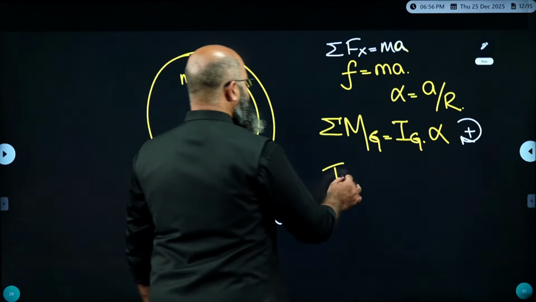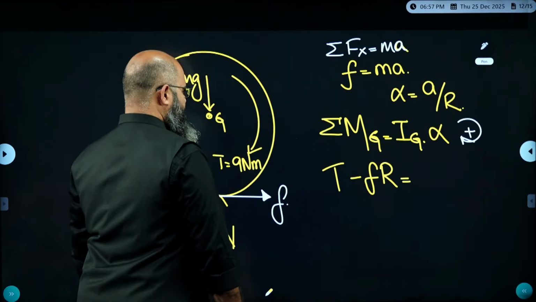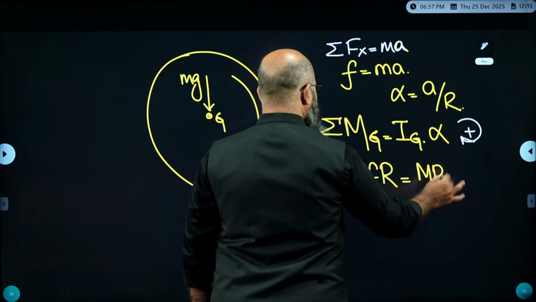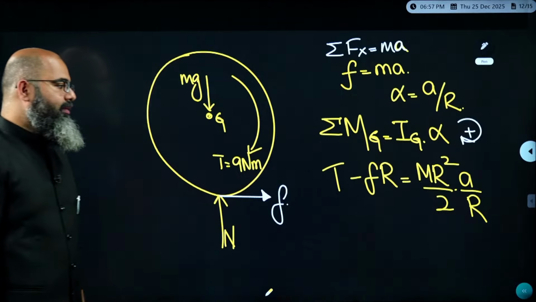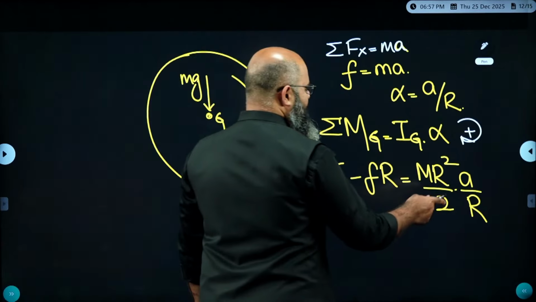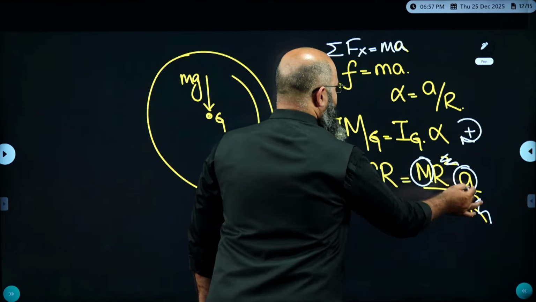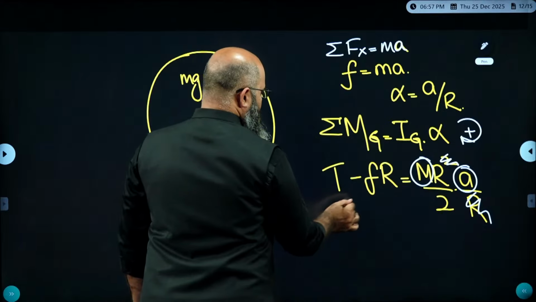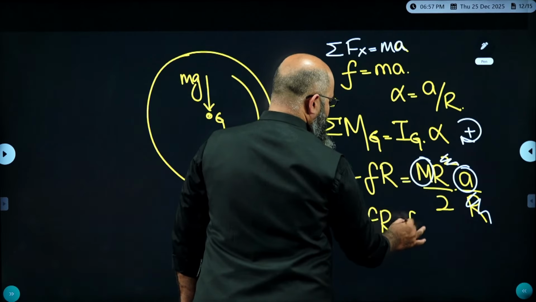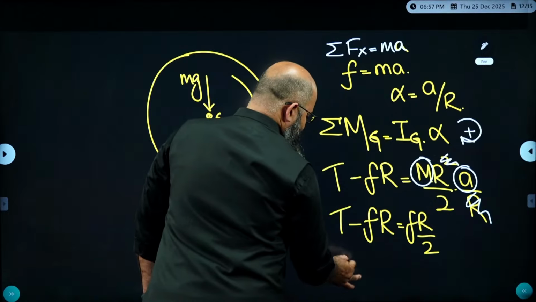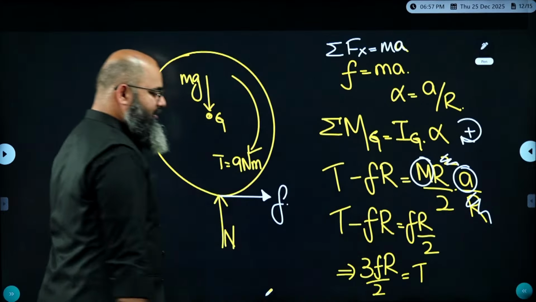So I can say over here minus F times R is equal to Ig, it is a disc, therefore mr square by 2, alpha is equal to a by R. I can cancel off over here the value of 1r and 1r, and I can take this ma and equate it to F. So I'm having over here T minus FR is equal to, this ma has become equal to F, so FR by 2, which implies 3FR by 2 is equal to T.